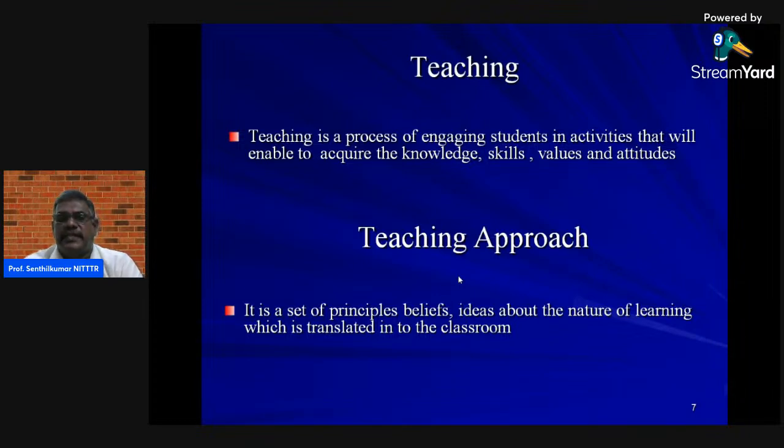Suppose I am teaching a power plant, a thermal power plant. In the thermal power plant, there is combustion of coal in the furnace, and also the water and steam circuit. So whatever the thing, I have to bring all of it into the classroom.